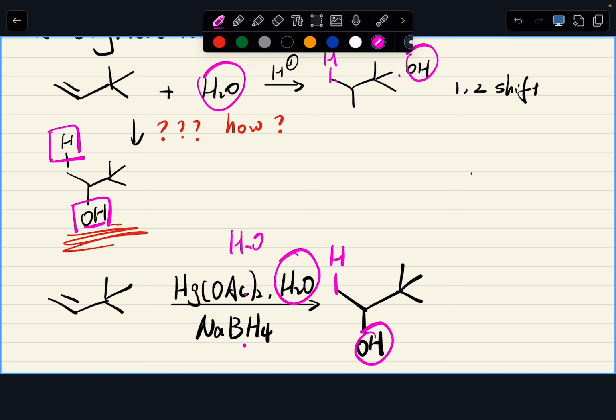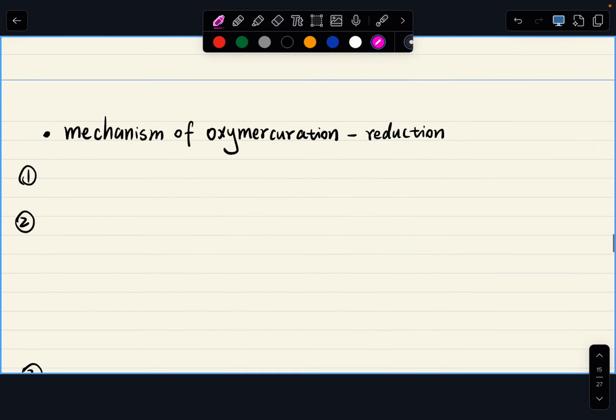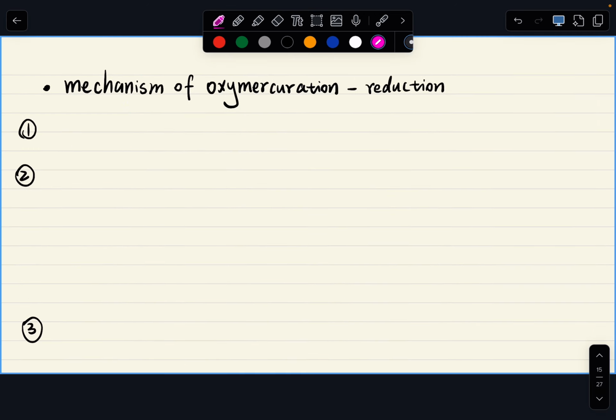So let's look at the mechanism of the oxymercuration-reduction together. Making a link to what we did before, which is: how do we prevent the 1,2 rearrangement, which happens when you form that three-membered intermediate? In this case, it's a similar idea. The first step is the formation of our electrophile.